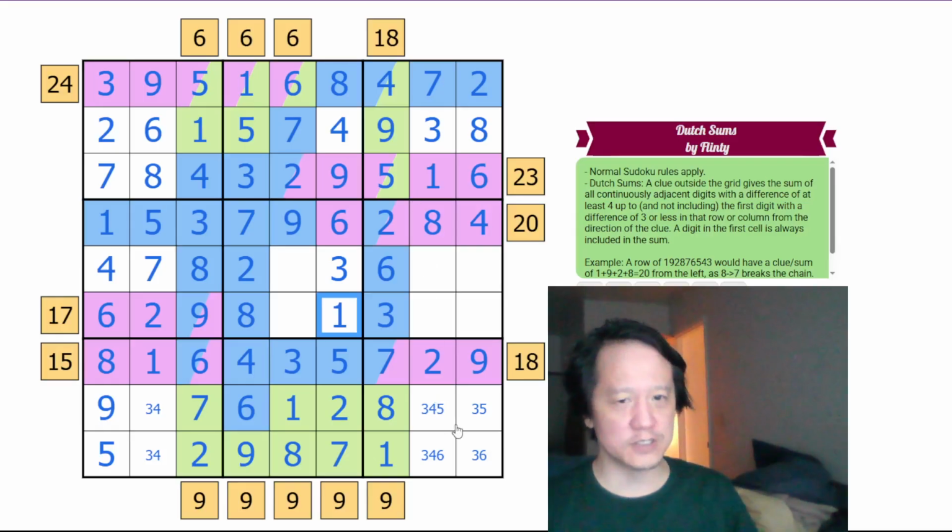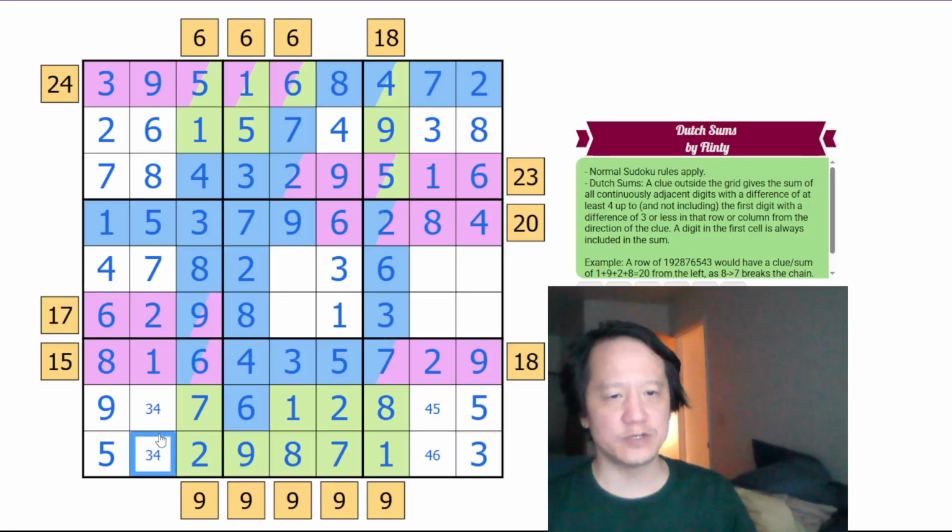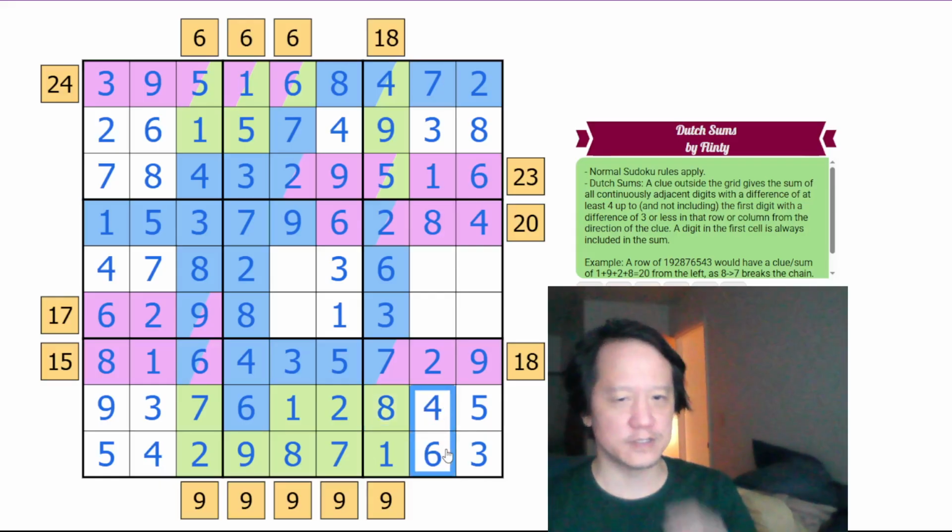And the rest is just normal Sudoku. No 3 here because of 3 in the column. 6 eliminates 6 here, so that's 3 and 5. 3 in the corner, we celebrate because we're close to solving it. 3 eliminates 3 here, so it's 4 and 3. 5 eliminates 5 here, so it's 4 and 6.